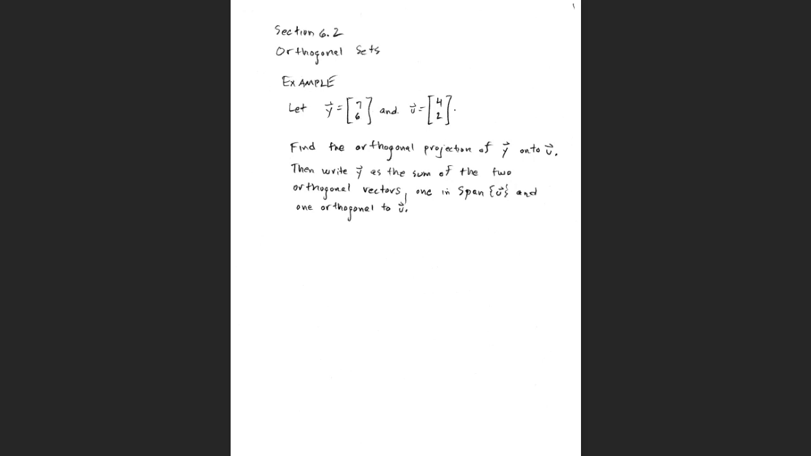Okay, so let's see what we have here. So we have a vector y, which is equal to 7, 6, and a vector u, which equals 4, 2. And what we want to do is find the orthogonal projection of the vector y onto the vector u. And then we want to write the vector y as the sum of two orthogonal vectors, one in the span of the vector u, and one that's orthogonal to u.